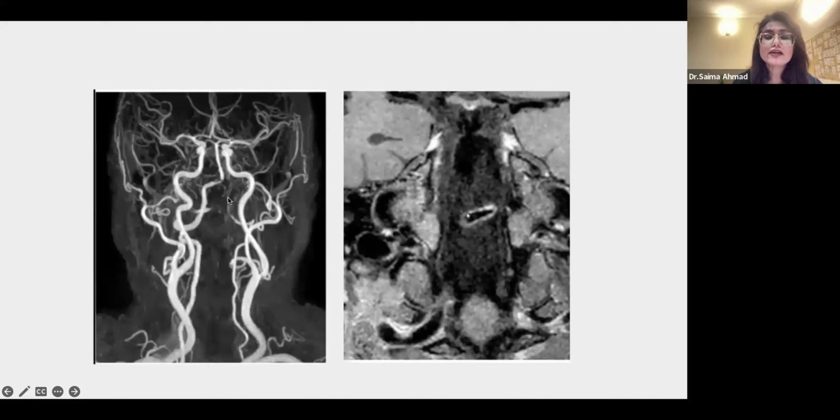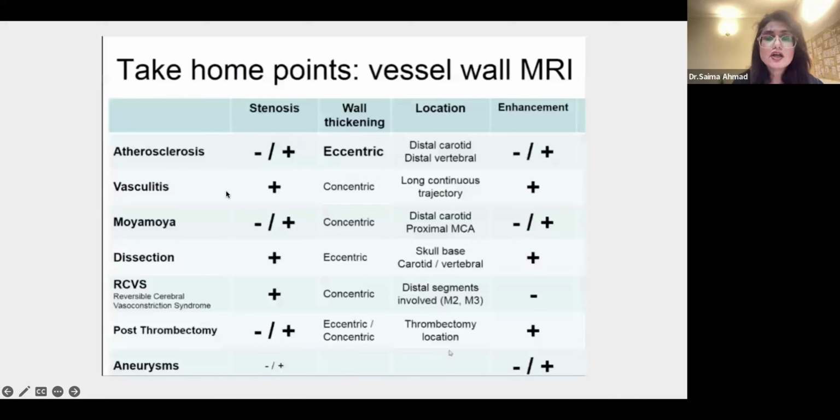So this is a case of intracranial atherosclerosis, because this location is very common for intracranial atherosclerosis. This is a very good table which I took from one of the journals. In atherosclerosis, you may have stenosis or not. The wall thickening may be eccentric or concentric, but mostly in atherosclerosis it is eccentric. The location of intracranial atherosclerosis on vessel wall imaging is usually the distal carotid and the distal vertebral. Enhancement may or may not be seen. So by using vessel wall imaging, you can identify all these conditions.